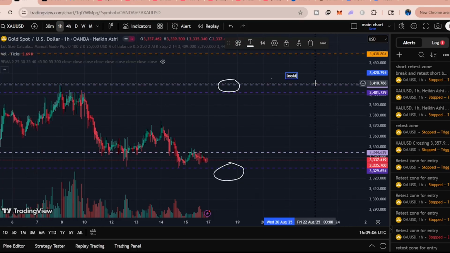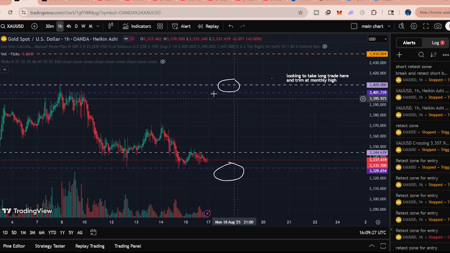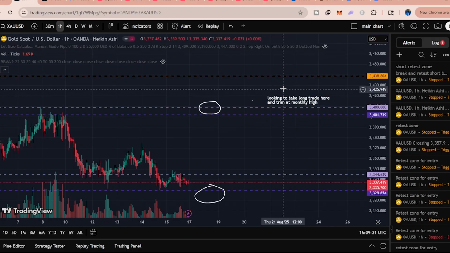So looking to take a long trade here, and trim at the monthly high, right? You might be asking, why are you trimming at the monthly high? Why aren't you using a 1 to 2 or whatever, right?